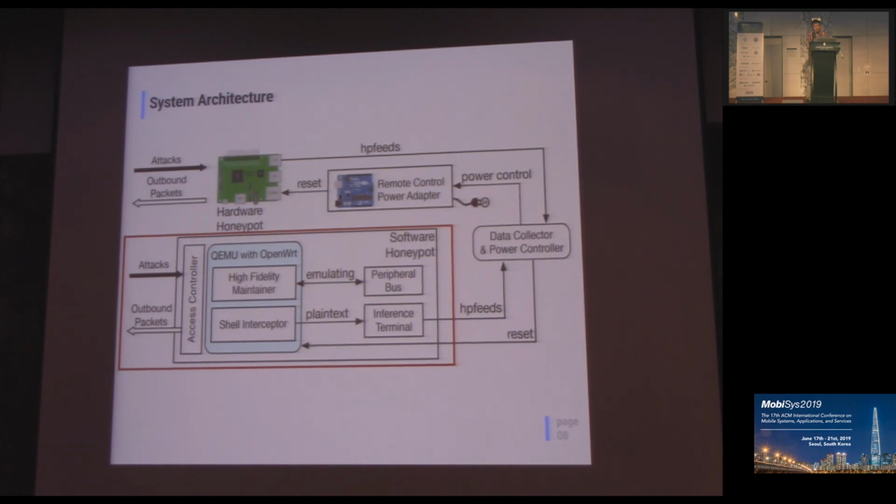So we built the system. And in this diagram, the software honeypot is located in the red frame. Now, let's take a closer look at it. We use QEMU to emulate the IoT device. The operating system is still OpenWRT. Inside QEMU, we set up two components, High Fidelity Maintainer and Shell Interceptor. The High Fidelity Maintainer is responsible for making the software honeypot more like the real one, and the Shell Interceptor is responsible for recording everything that the attacker inputs.